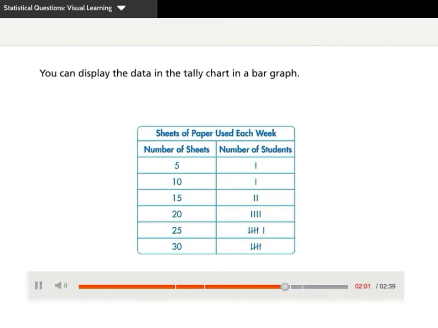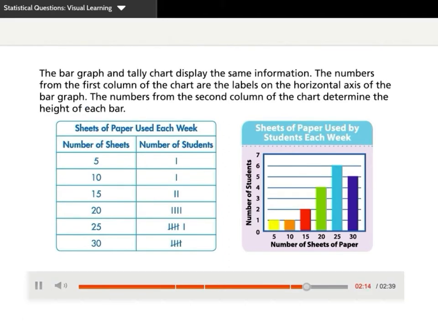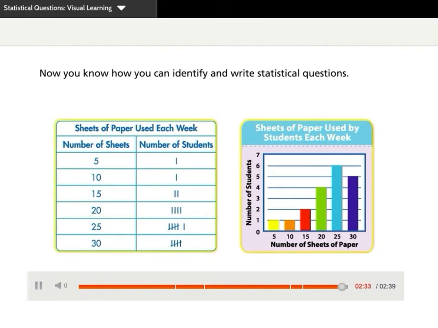You can display the data in the tally chart in a bar graph. How is the bar graph related to the tally chart? Explain. The bar graph and tally chart display the same information. The numbers from the first column of the chart are the labels on the horizontal axis of the bar graph. The numbers from the second column of the chart determine the height of each bar. Now you know how you can identify and write statistical questions.